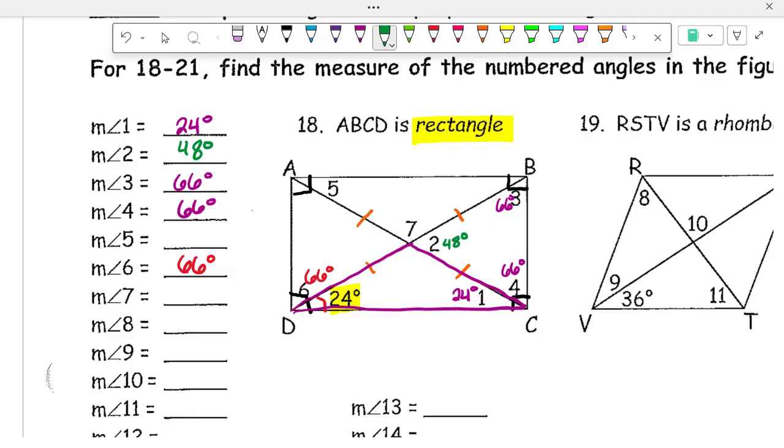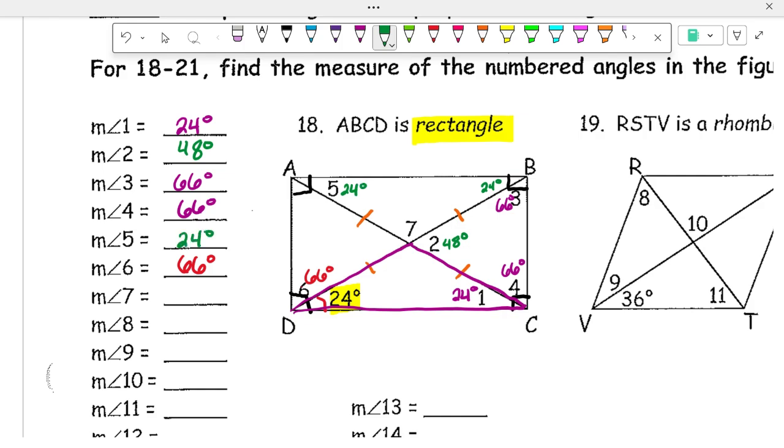Now, angle 5. What's this angle right here? If that's 66, this has to automatically be 24 because it has to add up to 90. And then that means angle 5 also has to be what? 24 because it's an isosceles triangle.